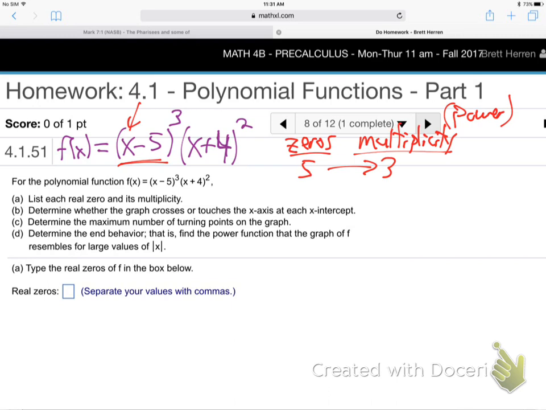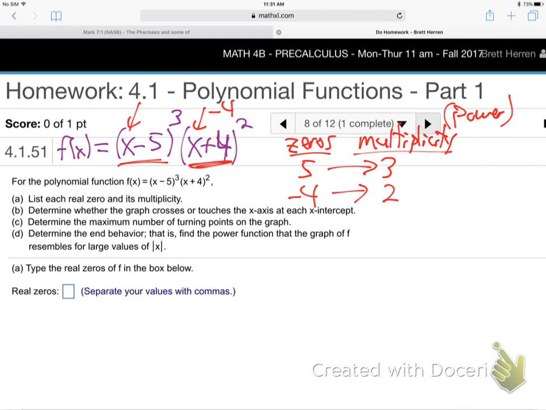In other words, there's 3 x minus 5s, right? That's what we mean. Multiplied together. And what could you plug in for x here to make that part 0? Negative 4, right? It's just going to be the opposite of whatever's next to x. And the multiplicity on that is 2. There's 2 of those. So, okay, that's part A.